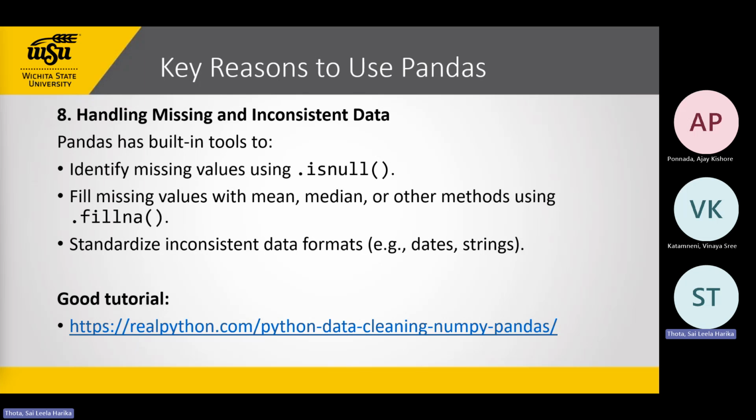And key reasons to use pandas, there is one more: handling missing and inconsistent data. If there are any missing values, first you need to check, because you can't go column wise to check the missing values. So you need a simple method to check how many missing values are there in your column or in your data. isnull is a method that you apply on the data frame to get all the null values in a column. And fillna, as we discussed before, if there is only 1 to 2% of the data missing, you can fill those values with the fillna option.